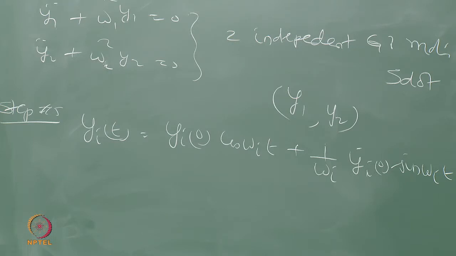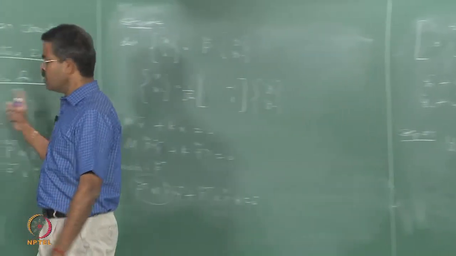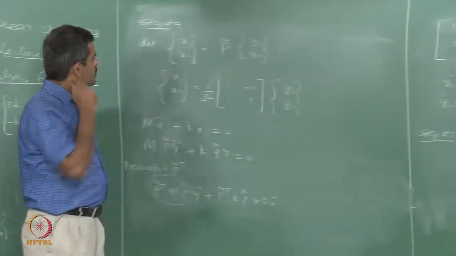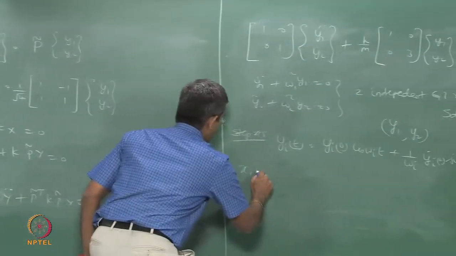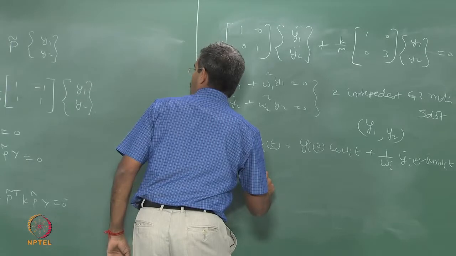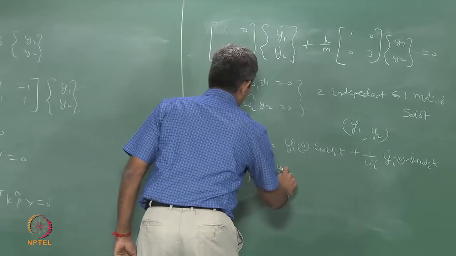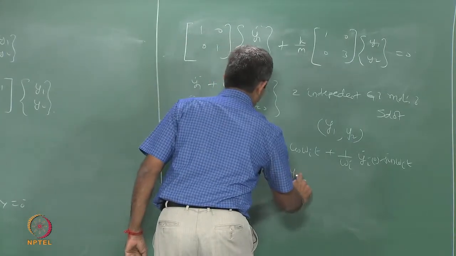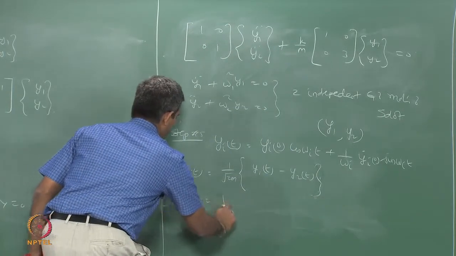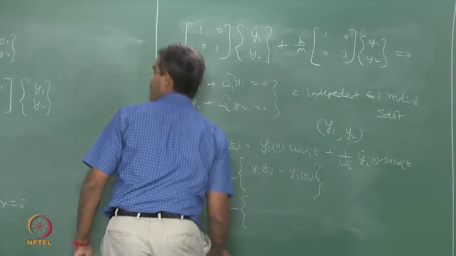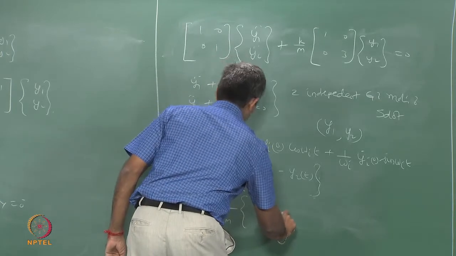But I am not interested in getting yi of t. In fact, I do not want y1 of t and y2 of t. I want x1 of t and x2 of t, because my equation of motion is in x actually. So, let us apply this equation back again here. If you want to know x1 of t, so x1 of t can be 1 by root 2 m of y1 of t minus y2 of t. Similarly, x2 of t can be 1 by root 2 m of y1 of t plus y2 of t.